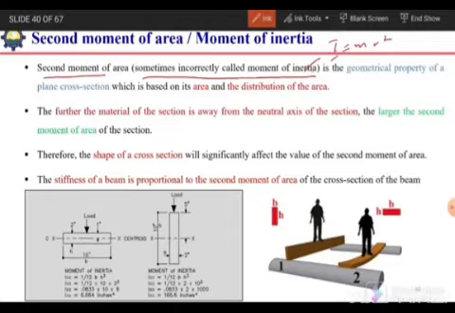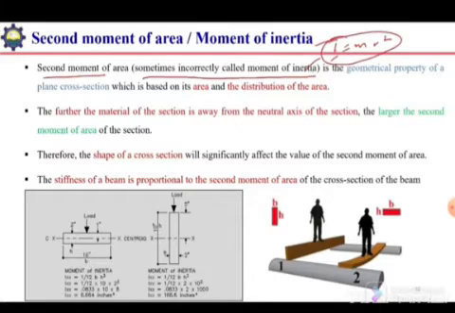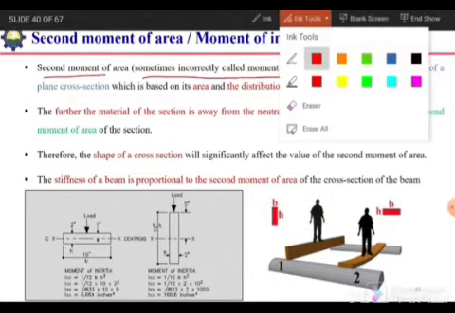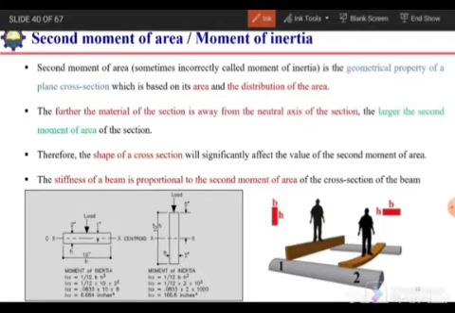But here the second moment of area is not the same as moment of inertia. It is actually the second moment of area. So the second moment of area is a geometrical property of a plane cross section. It is a geometrical property which is based on area as well as its distribution.